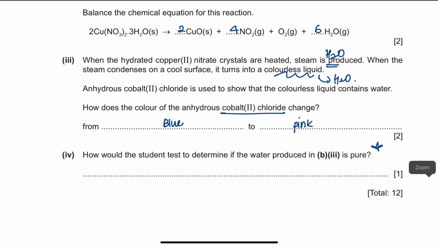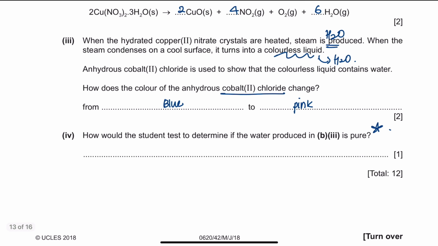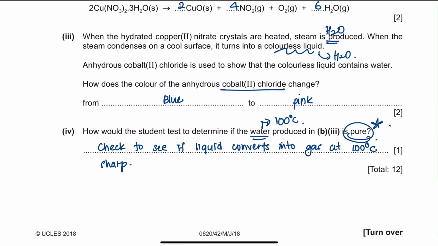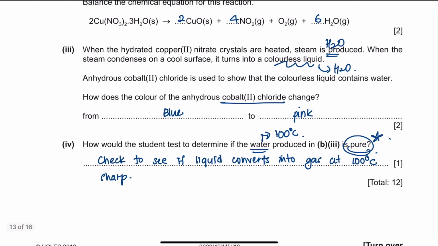So please remember this. Last question, how would the student test to determine if the water produced is pure? Now as we know, the boiling point of water is 100 degrees Celsius. So in order for us to ensure whether this liquid is pure water or not, what we can do is check to see if the liquid converts into gas at 100 degrees Celsius sharp.